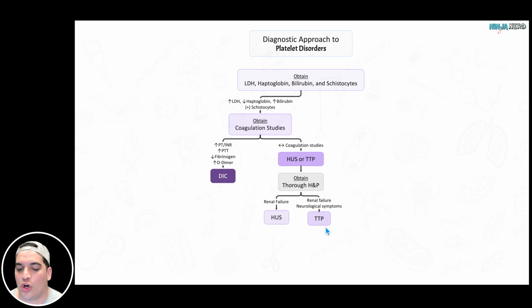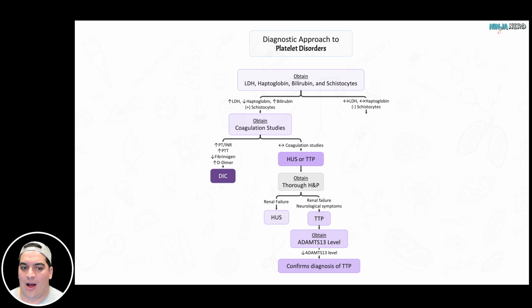But how do I confirm TTP? What was the issue? ADAMTS13. Check that assay. See if it's actually low. And if it is, you've confirmed the diagnosis of TTP. All right. At this point now, we say, okay, it's not a non-immune mediated destruction.